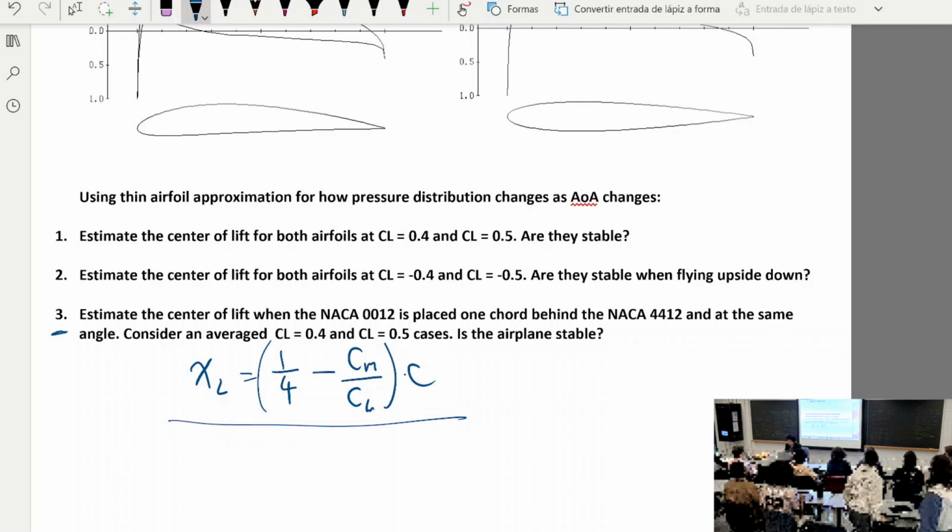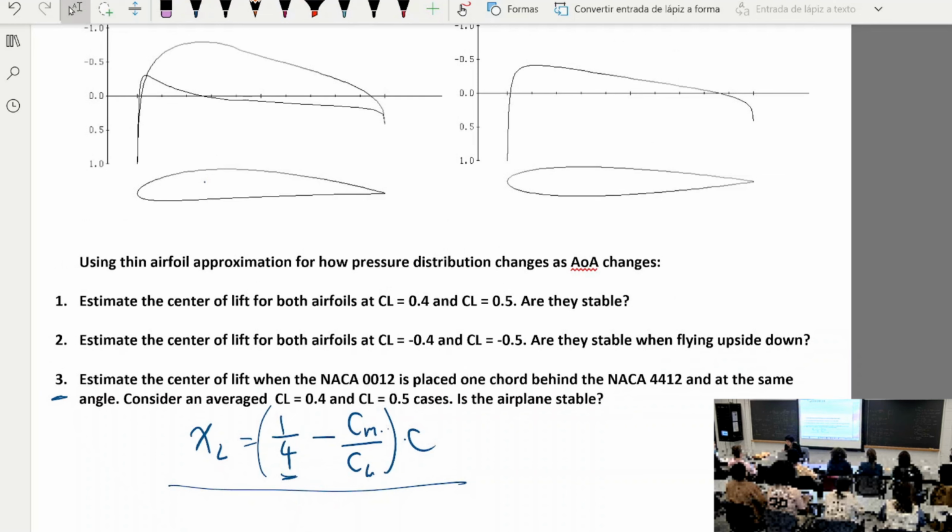Actually, we cannot, because what is this quarter? This quarter represents the location around which we are measuring the center of moment, right? So if you just ignore this quarter, just the minus cm over cl times c, that's actually the center of lift relative to the quarter chord, and we add this quarter chord so that it is a location relative to the leading edge.